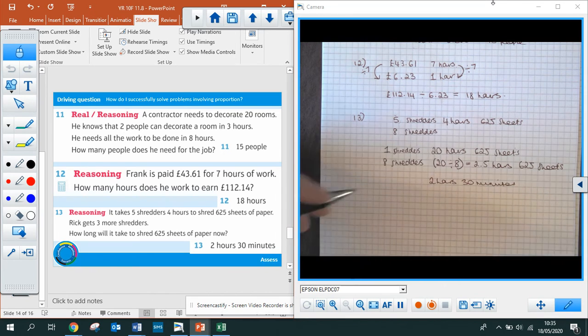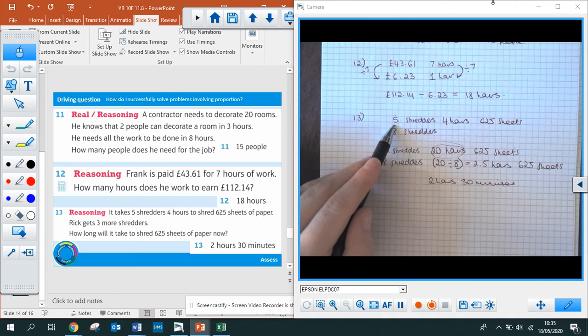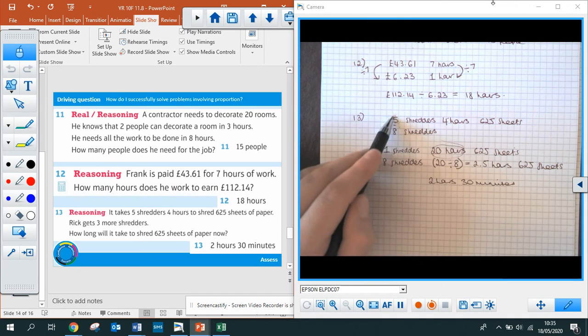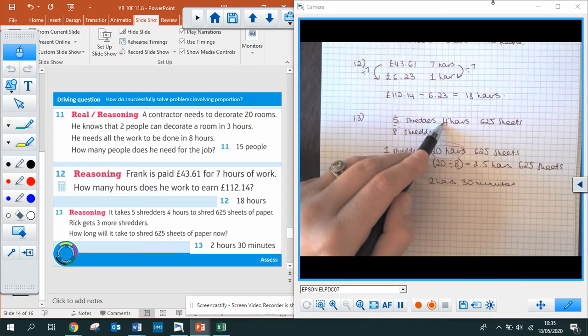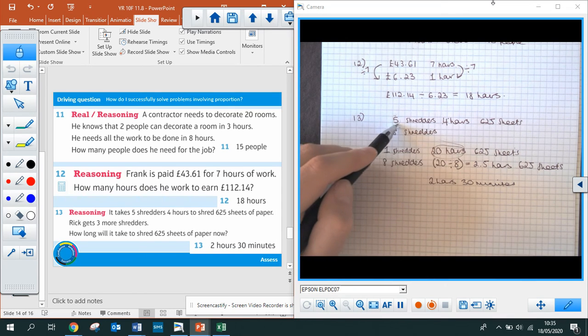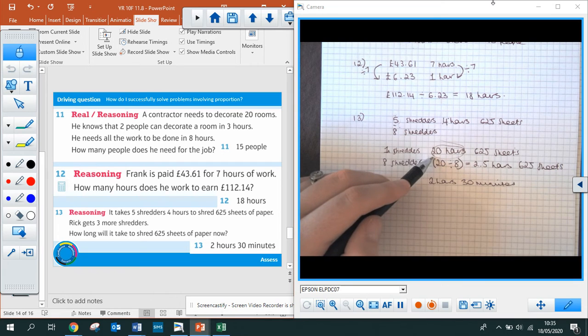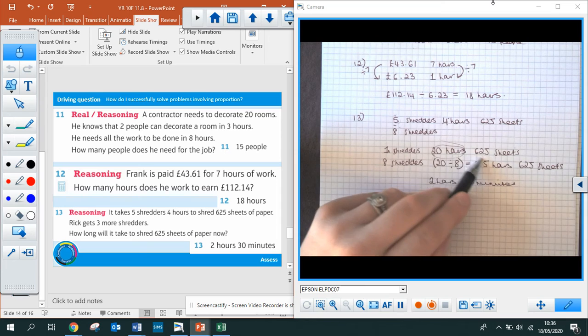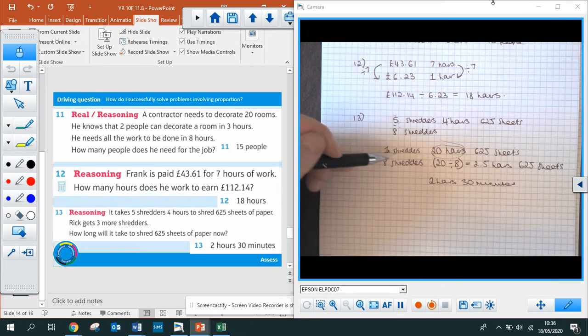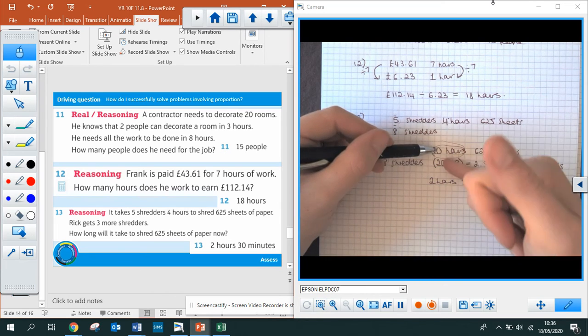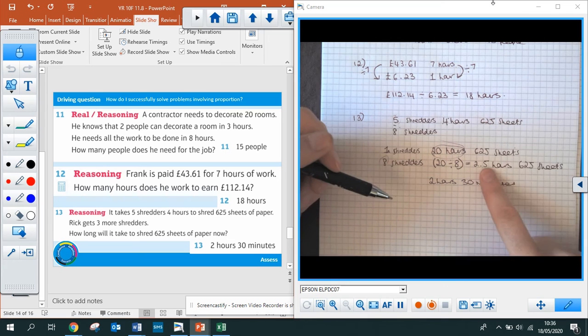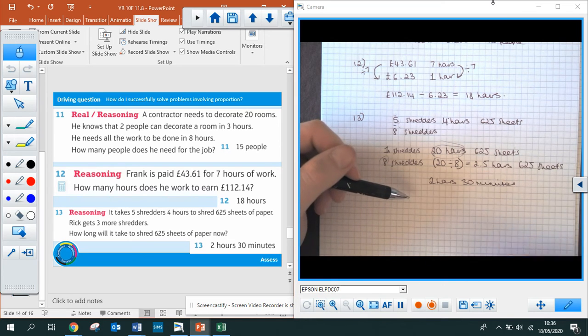So we found out how long it took one machine by multiplying the 5 shredders by the 4 hours. One machine would take 5 times as long because there's only one of them, so that would be 20 hours. That's the total amount of time it's going to take to do 625 sheets. If we had 8 machines, we need to divide those hours by 8, and it'll only take 2.5 hours. Okay?